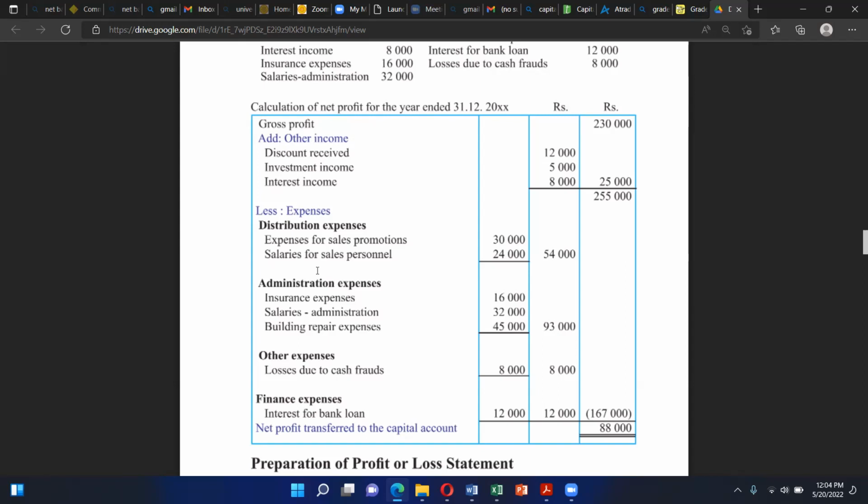And after that, what do you do? You add gross profit and other income total. You don't give any definition. So basically it's 255. Put that in the third column. And you take the total of all the expenses, namely distribution, admin, other, finance, and put it in the third column. And the difference you transfer to the capital account. That is net profit transferred to the capital account.